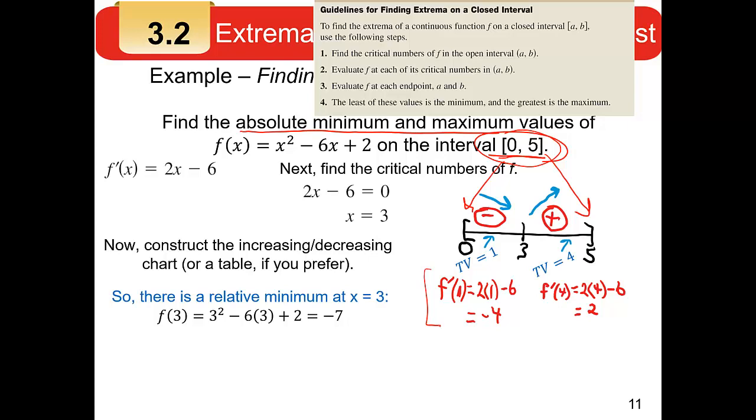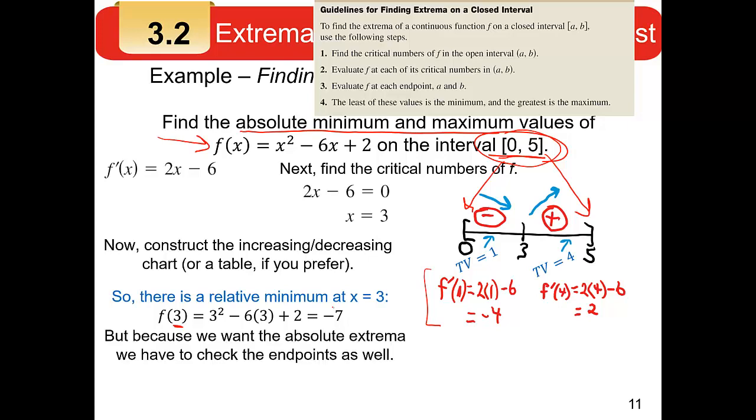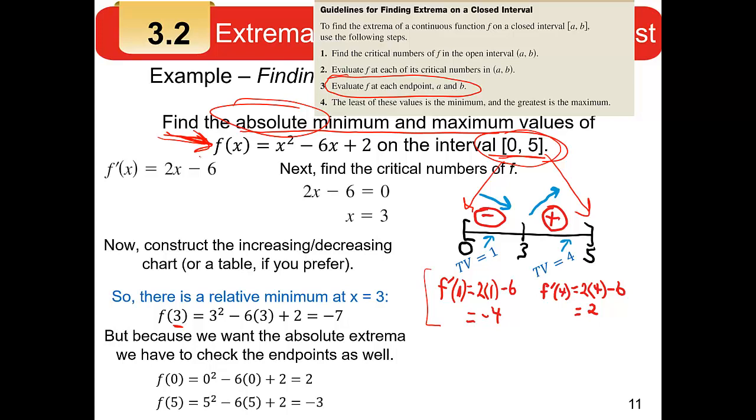And to find out what that minimum is, you take 3, and you always go back to the original function when you're calculating y values. And you'll find out that the y value is negative 7. But because we're looking for absolute extrema, we have to test endpoints. Remember, we have to throw in endpoints. So one endpoint is 0. Plug 0 back into the function itself, and you get a y value of 2. Then take the other endpoint, 5, you get a value of negative 3.